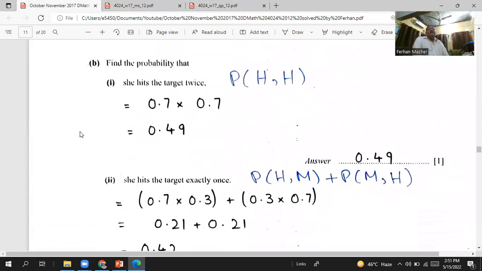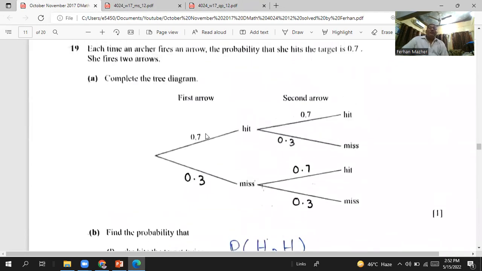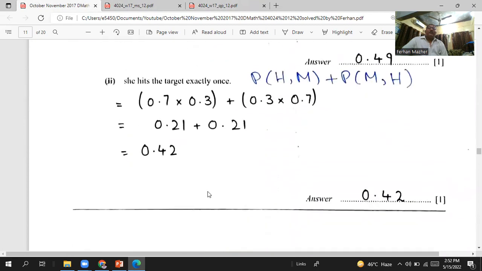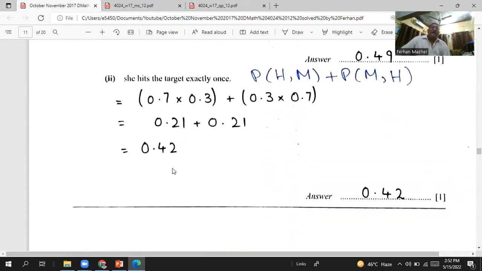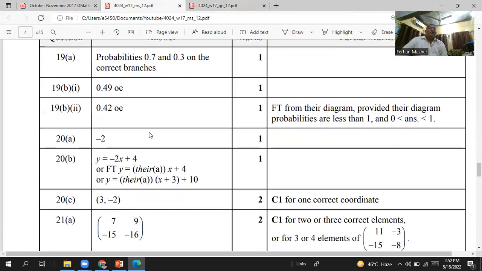Then they say find the probability that she hits the target exactly once. It means because she is trying 2 times, so exactly 1 time she hits, it means hit, comma, miss, or miss, comma, hit. So you have to find the probability of these events. So hit, comma, miss will be 0.7 multiplied 0.3. And miss, comma, hit is 0.3 multiplied 0.7. So it will be 0.21 plus 0.21. So it will be 0.42. So the probability will be 0.42. 0.49 and 0.42. So our answers are right.